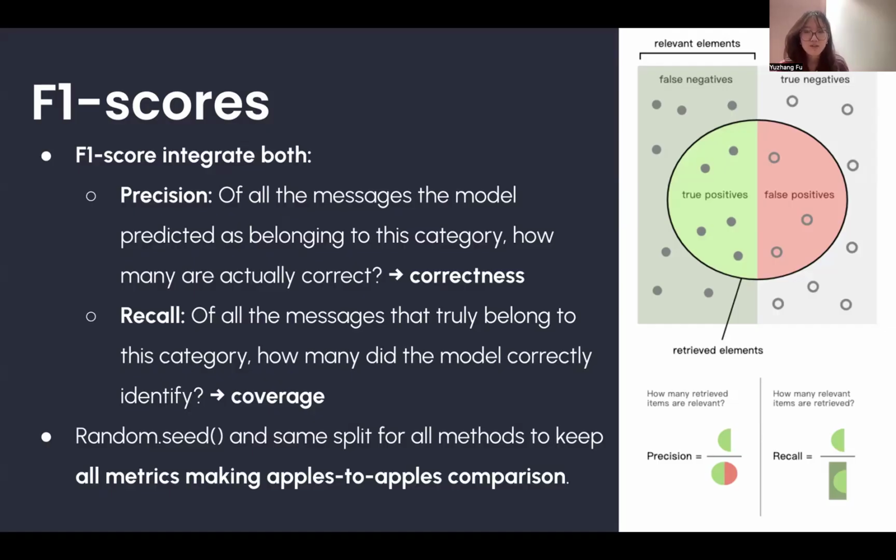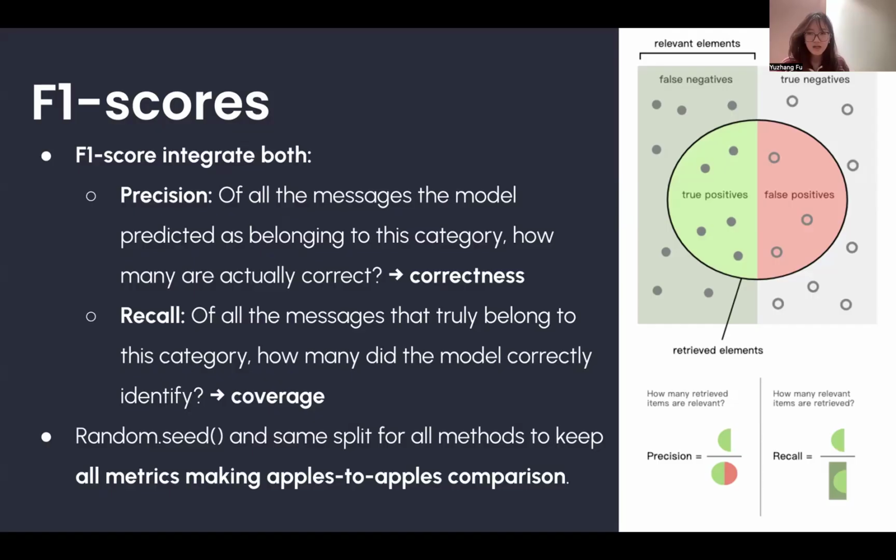Precision basically answers the question: of all messages the model predicted as belonging to this category, how many are actually correct? A high precision generally means that when the model assigns a category to a message, it is usually correct. On the other hand, recall answers a different question: of all of the messages that truly belong to this category, how many did the model correctly identify? A high recall means the model is good at capturing most messages from this category, even if sometimes the model assigns the category to extra messages.